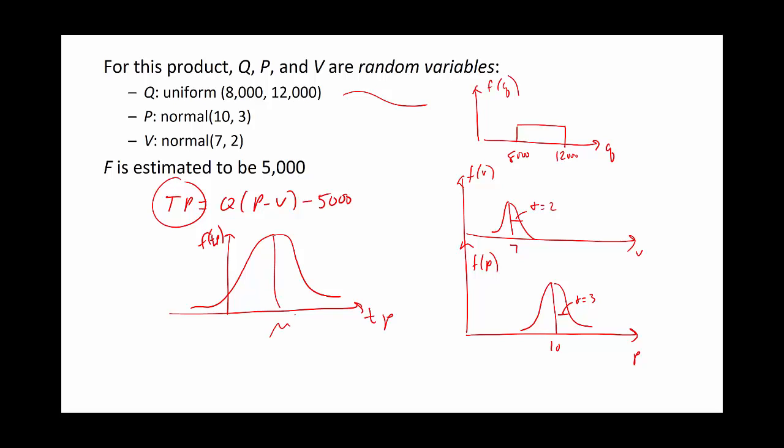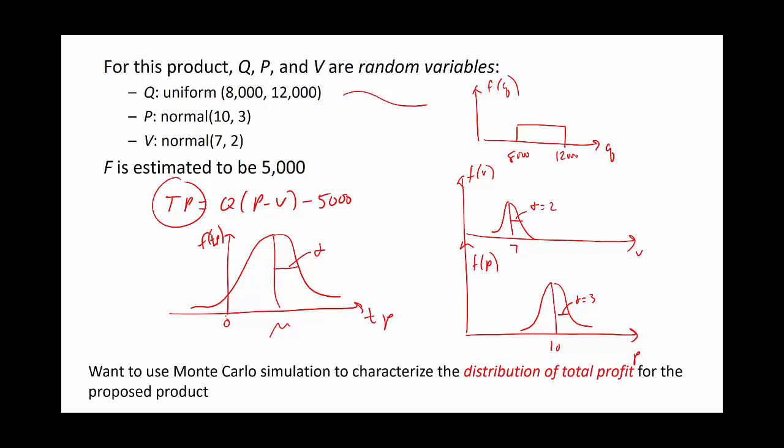We have some mean value of total profit. We have some standard deviation of total profit. And we really don't know anything about this value and where that is with respect to the origin here. And so what we'd like to do is use Monte Carlo simulation so that we can characterize this distribution of total profit.